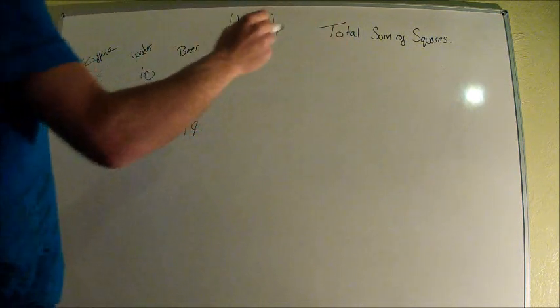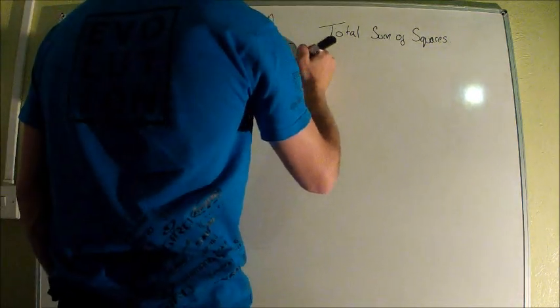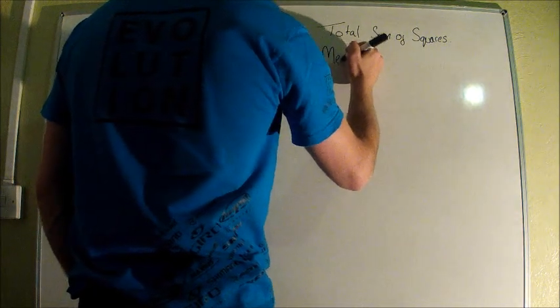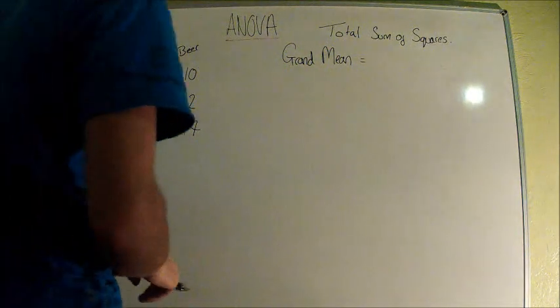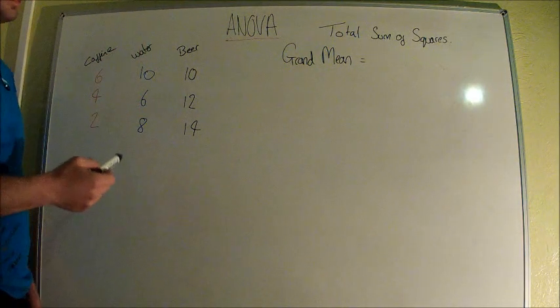Before we get going with the total sum of squares, we also need to work out our grand mean. So let's just write that in there. Grand mean, or the mean of the means. So that's the mean of each column.